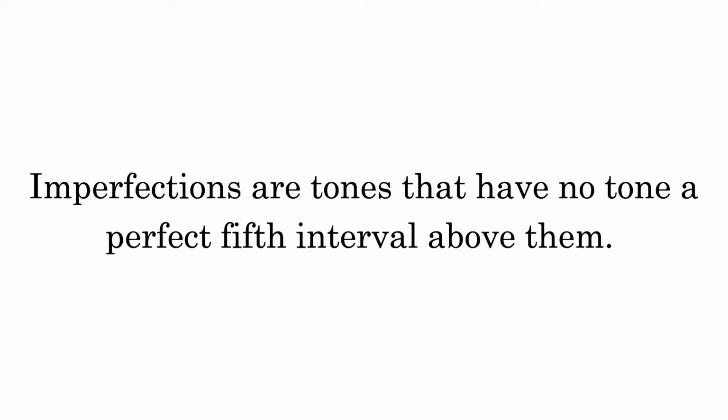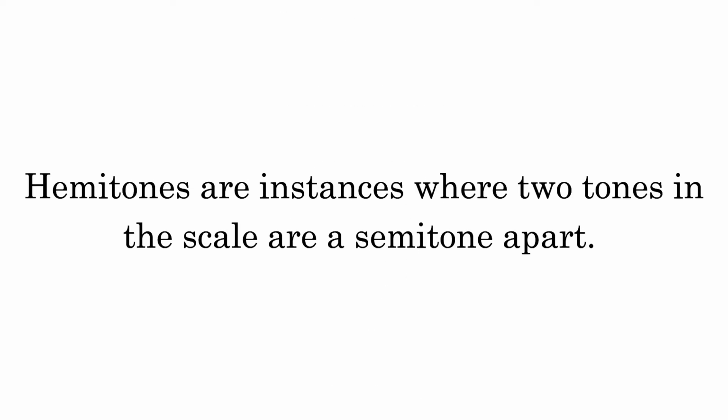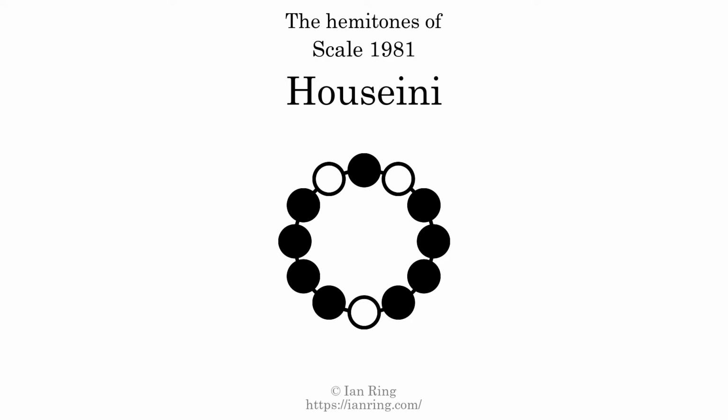Imperfections are tones that have no tone a perfect fifth interval above them. This scale has one imperfection. Here. Hemitones are instances where two tones in the scale are a semitone apart. This scale has 6 hemitones. They are at positions here, here, here, here, here, and here.